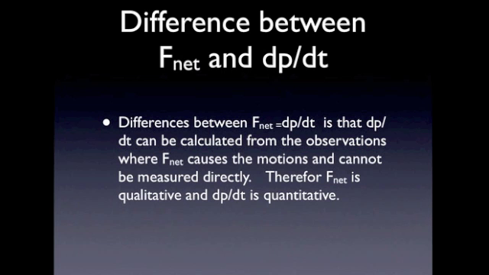The difference between FNet and the change in momentum over change in time is that the change in momentum over change in time can be calculated from observations, whereas FNet actually causes the motion and cannot be measured directly. Therefore, FNet is qualitative and dp/dt is quantitative.